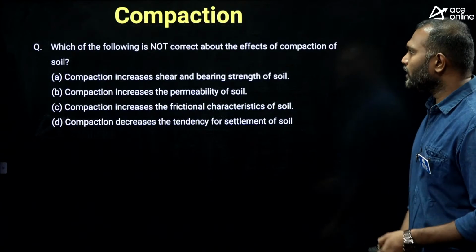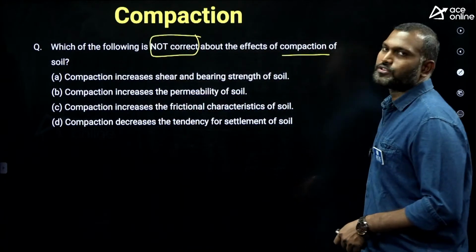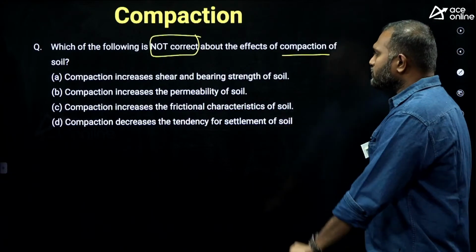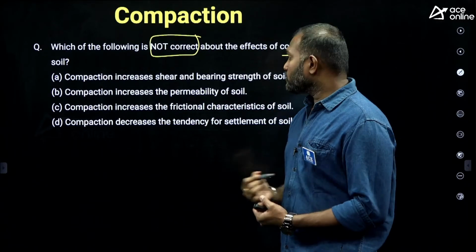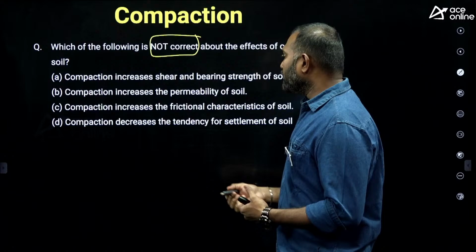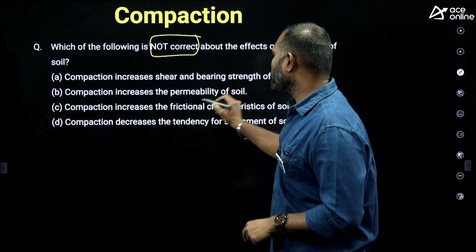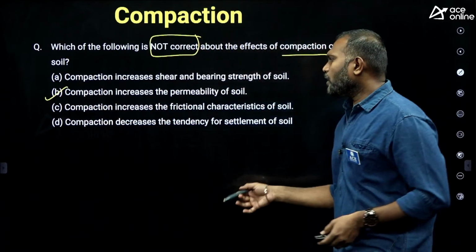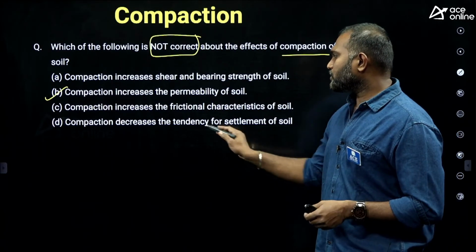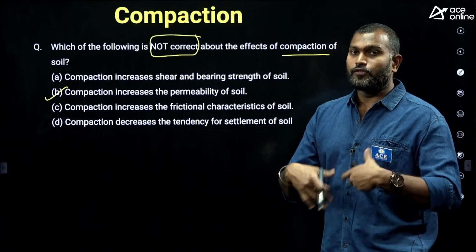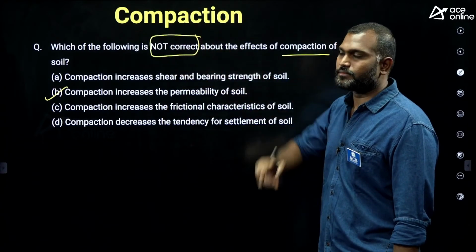Option C. Next, which of the following is not correct about the effect of compaction of the soil? Compaction increases the shear strength and bearing capacity of soil. Yes, they're asking what is not correct. It increases the permeability? No, compaction will decrease the permeability of the soil. So the correct answer is option B. See the other options. Compaction increases the frictional characteristics. Obviously, when strength increases, friction between particles also increases. Compaction decreases the tendency for settlement. Yes, if you compact, soil will not undergo much settlement. So the correct answer is option B because they're asking for what is not correct.